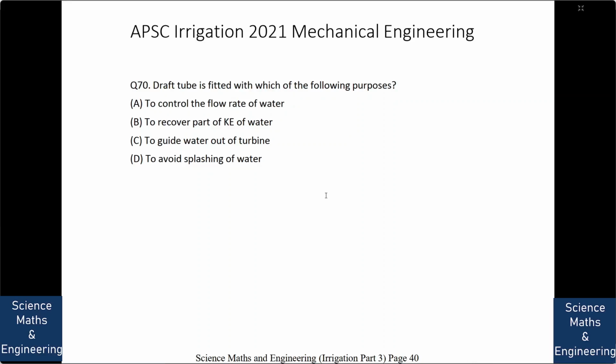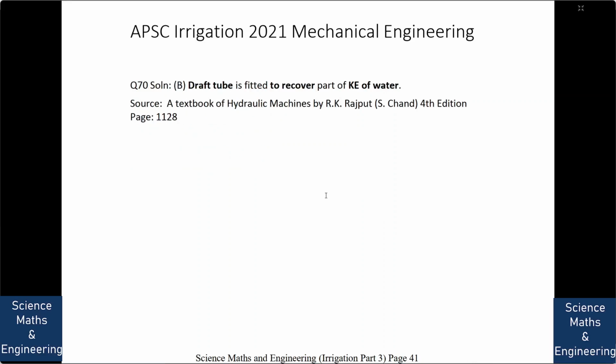So the answer is B. Draft tube is fitted to recover part of kinetic energy of water. Okay. So if you have any more doubt, you can follow the source. So we'll go to the next question.